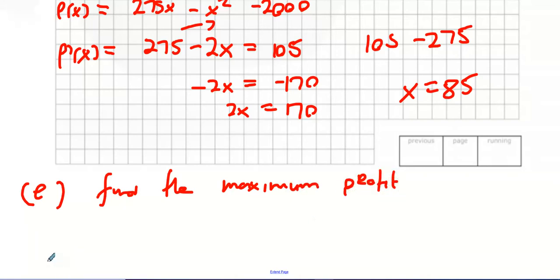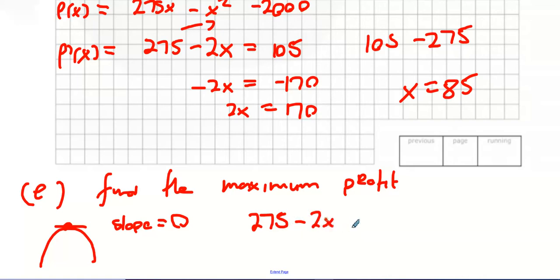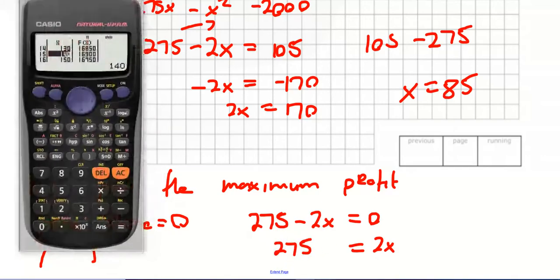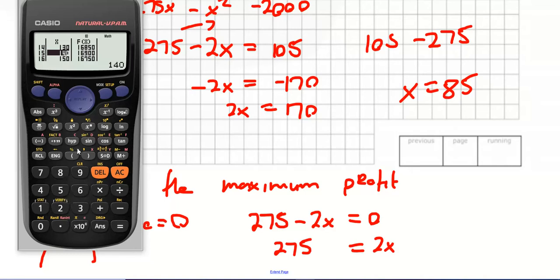So for the maximum, which is your tipping point here, your slope equals 0. I'm obviously doing this for a reason, so you would want to practice this. Then it's 275 minus 2x equals 0. Basically, the slope equals 0. The slope doesn't equal 105 this time. The slope equals 0. The slope is the first derivative. Bring the 2x to your side, so you get 2x equals 275. And 275 divided by 2.